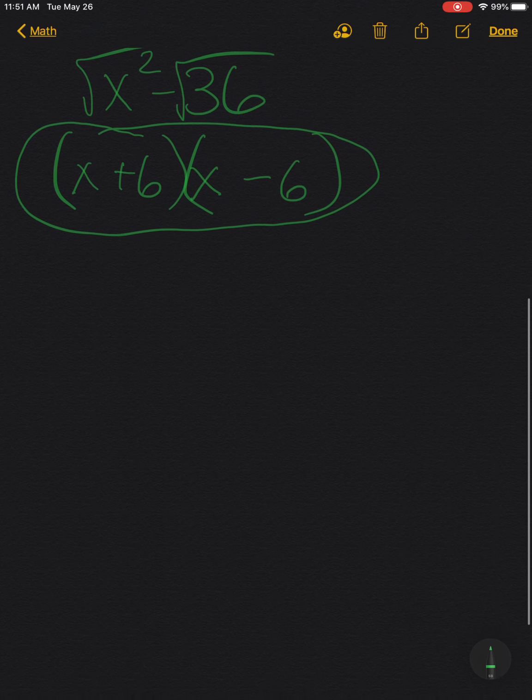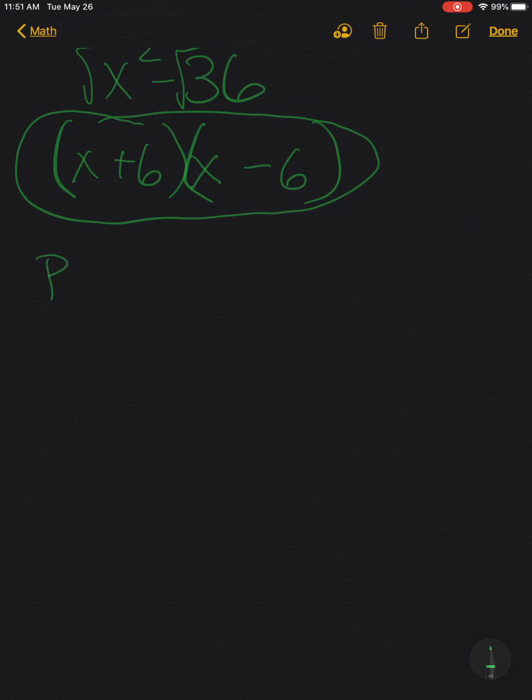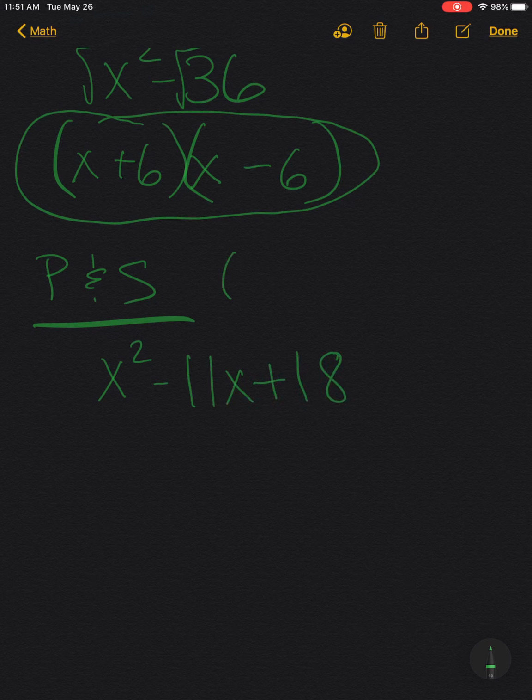Two terms. Now let's jump up to three terms. Okay, I like to call this PNS. It stands for product and sum. Okay. I'll use this as an example, x squared minus 11x plus 18. So here in product and sum, there has to be three terms. And it has to start with a leading coefficient of 1. See, notice here, there's a 1.